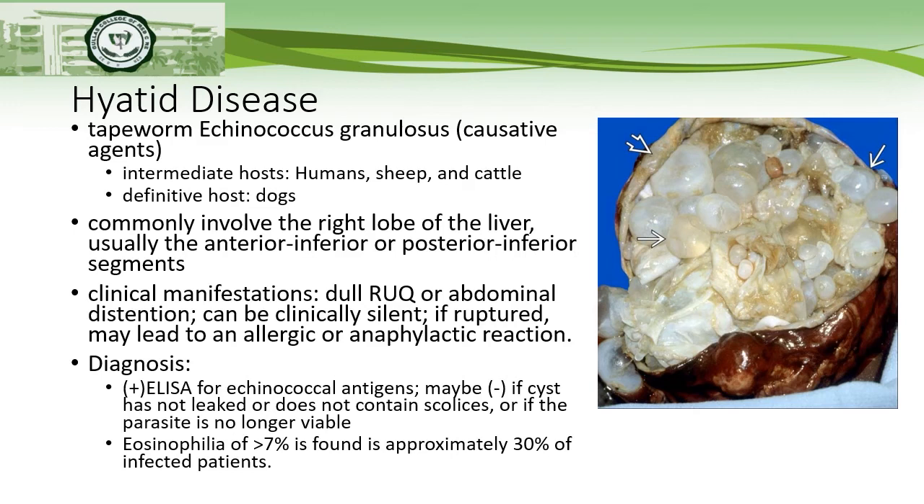The diagnosis of hydatid disease is based on the findings of enzyme-linked immunosorbent assay or ELISA for Echinococcus antigens. Positive results are seen in approximately 85% of infected patients. The ELISA results may also be negative in an infected patient if the cyst has not leaked or does not contain scolices, or if the parasite is no longer viable. Eosinophilia is seen in approximately 30% of infected patients.